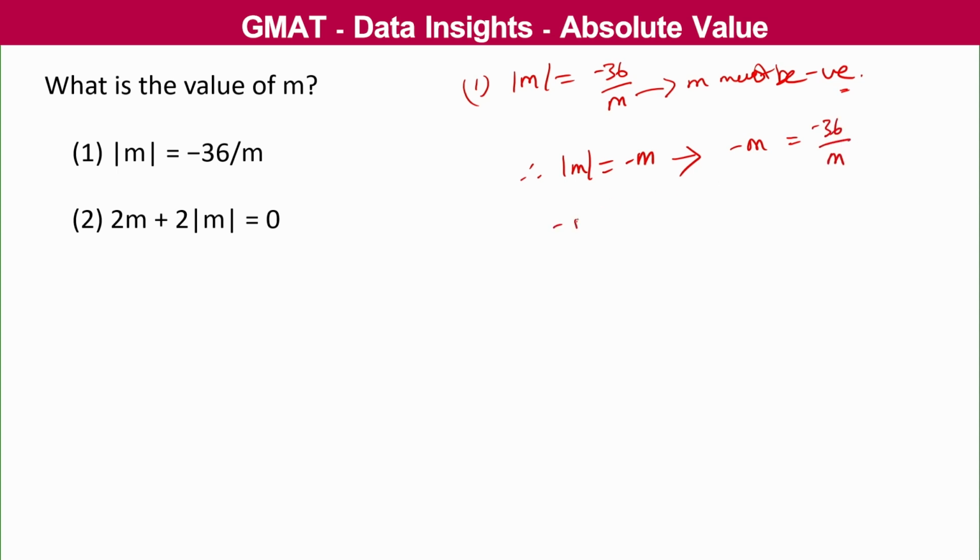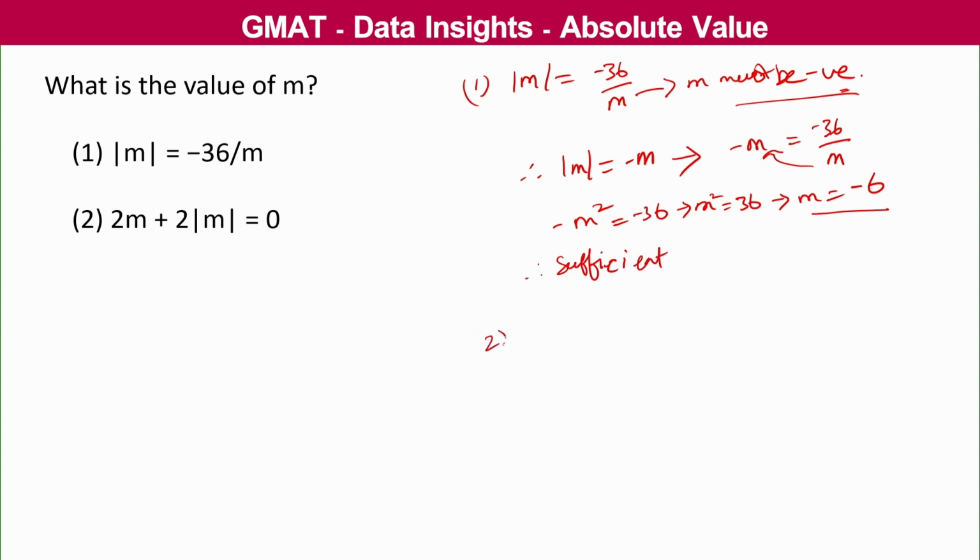So that means, cross multiplying, minus m square is equal to minus 36, m square is equal to 36. That means that m is equal to plus or minus 6, but m must be negative, therefore m is equal to minus 6. So what is the value of m? We got one definite value of m, therefore we can say this statement alone is sufficient to answer the question.